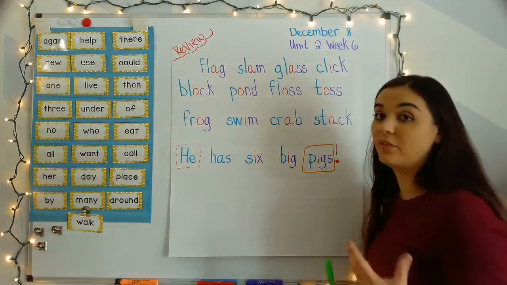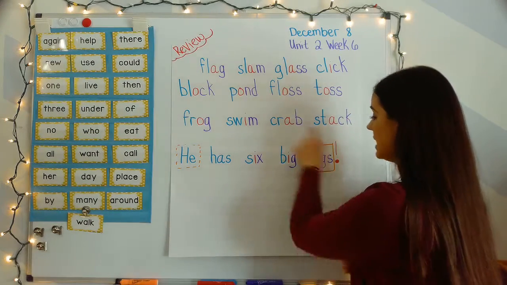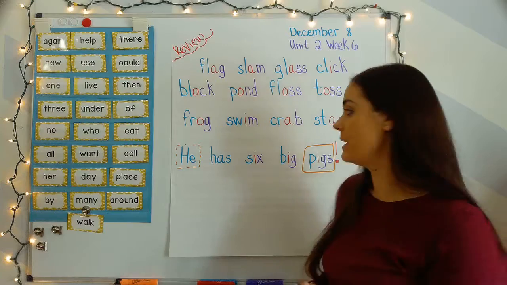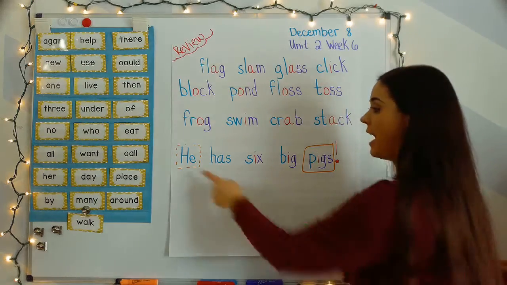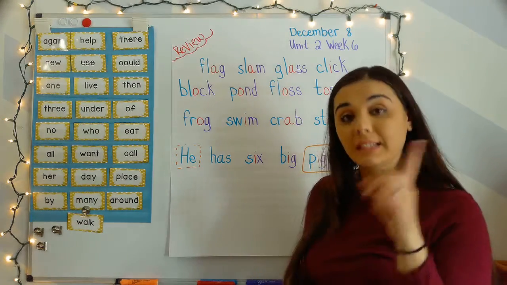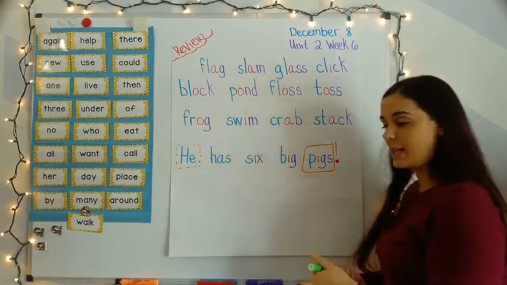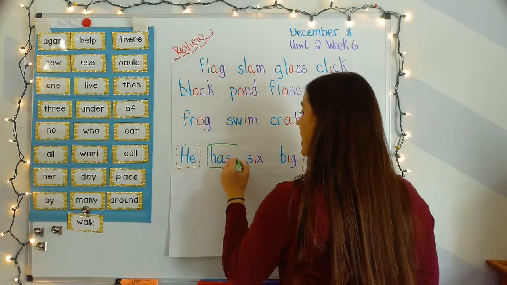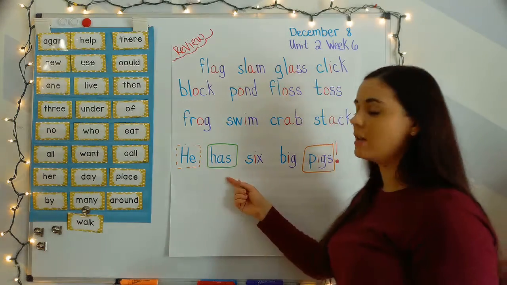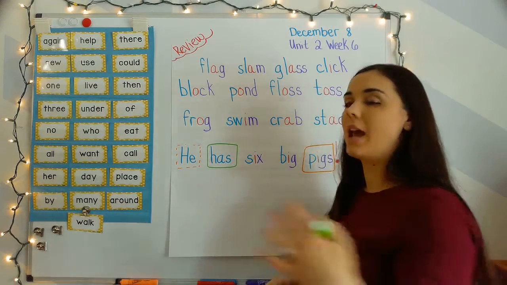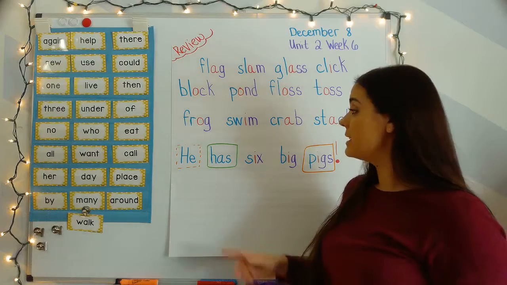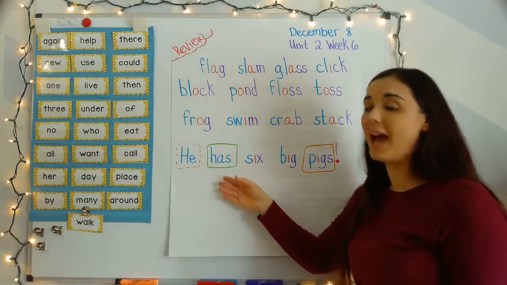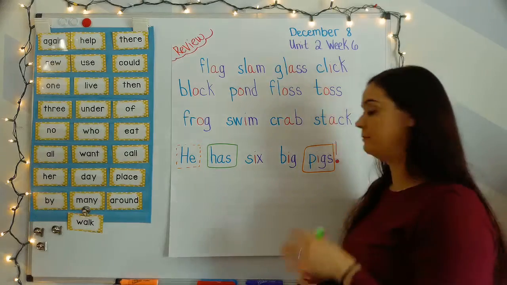So now let's do those verbs again. So this sentence has one verb. Like we said yesterday, every sentence has to have at least one noun and at least one verb. So in this sentence, our verb is the word has. Now, you wouldn't necessarily think of the word has as an action word, but it is what he is doing. Okay, so he has six big pigs.